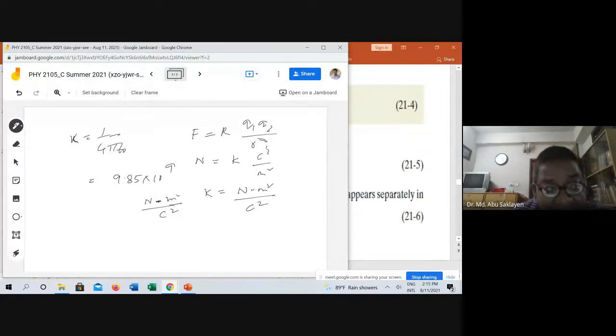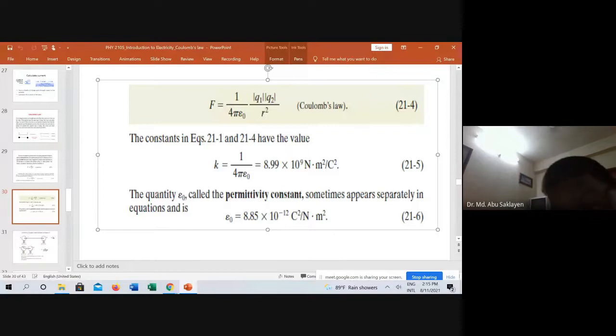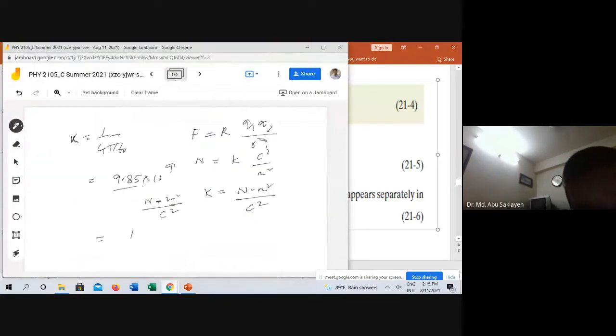Permittivity constant. You can write it as 9.85, right? Sorry, it was 8.99. Its magnitude is 8.99. So 8.99 is very close to 9, times 10 to the power 9. So 9 is very close to 10.